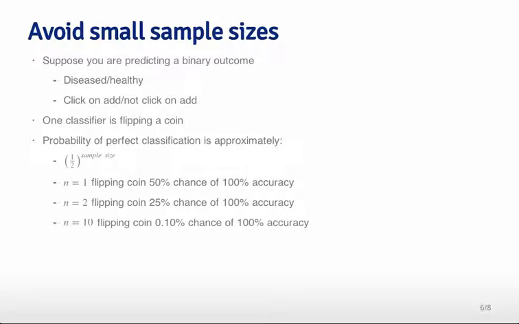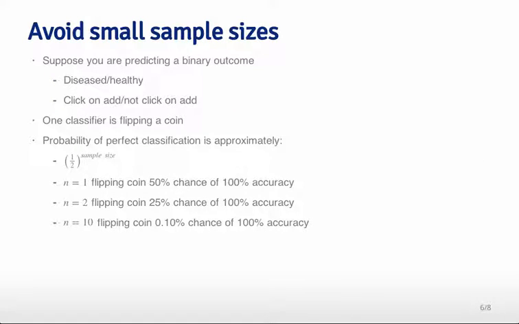Something to keep in mind is that when you're splitting your data sets up into training, testing, and validation sets, they can get a little bit small, but you need to avoid small sample sizes, particularly for the test set. The reason is, suppose you're predicting a binary outcome. In my case, a very common thing to try to do is to predict diseased versus healthy. In general, it might be whether people will click on an ad or won't click on an ad. Then one classifier is just flipping a coin.